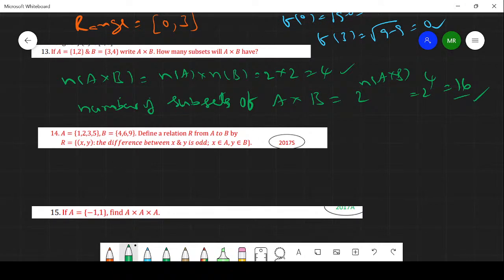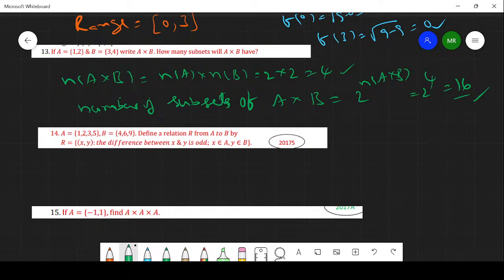Now, A is equal to set of 1, 2, 3, 4, 5. B is equal to set of 4, 6, 9. Define a relation from A to B. See the 14th one. A is equal to set of 1, 2, 3, 4, 5. Sorry, no 4. 1, 2, 3, 5. B equal to 4, 6, 9.